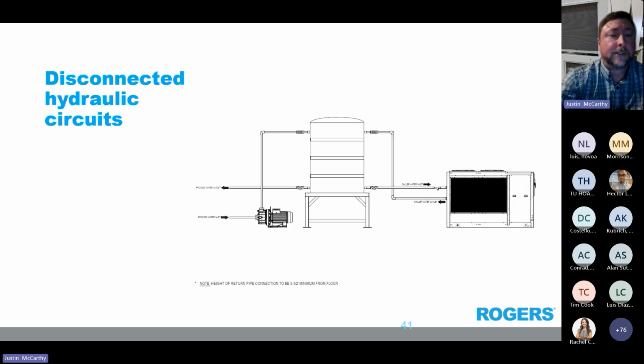Disconnected hydraulic circuits. Here's this diagram again. So basically, we have one question that popped through real quick. Sure. What limits us to 87 degrees?